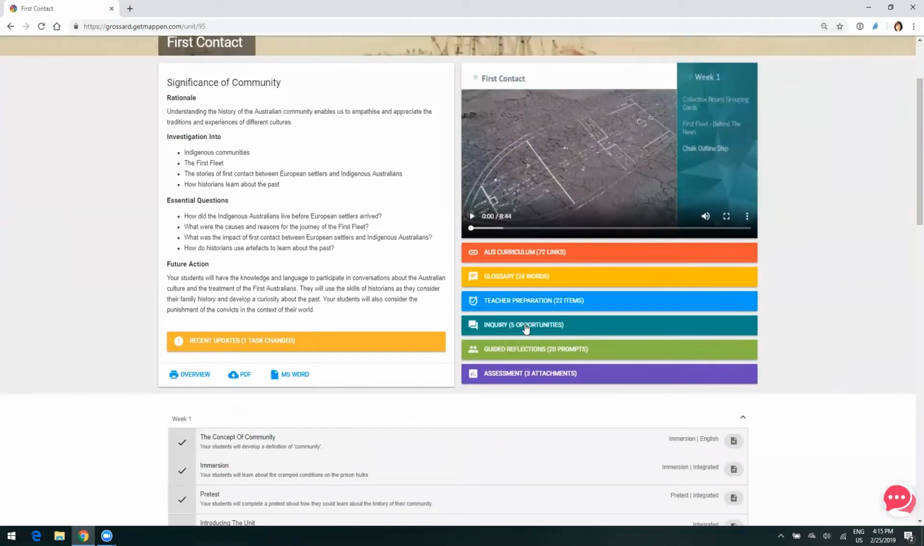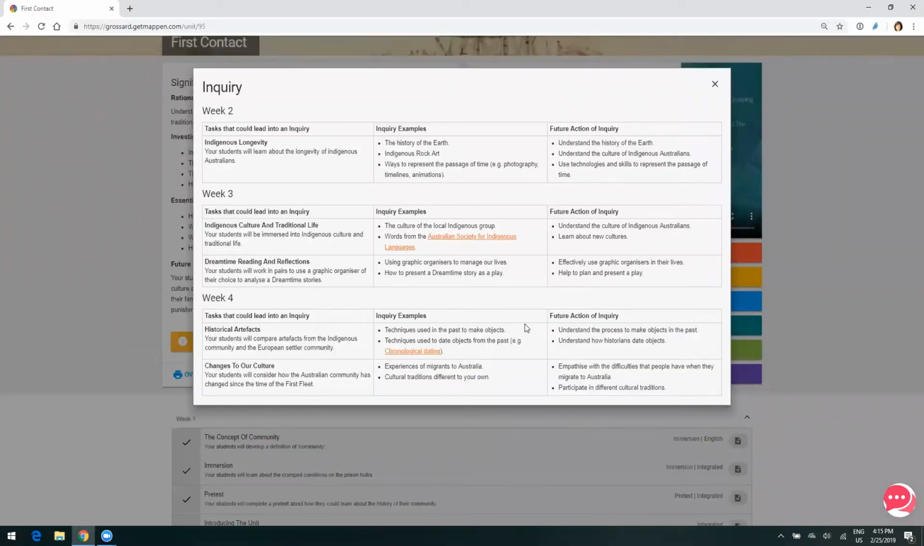The inquiry tab here, in years foundation to year 2, is inquiry play suggestions. For years 3 to 6, it is suggestions linked to tasks that have been written and resourced in MAPPEN that your students may choose to do in week 6, which is an independent inquiry week. I will explain that a little further on, but this is the link to where we have made some suggestions for you where your students are perhaps a bit stuck on an idea for an independent inquiry. I'll close that one out.